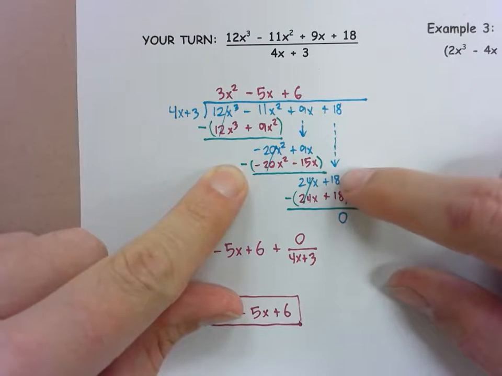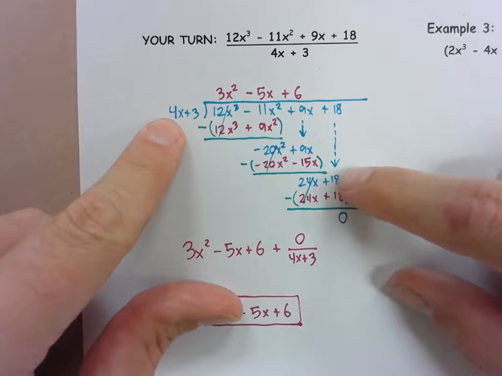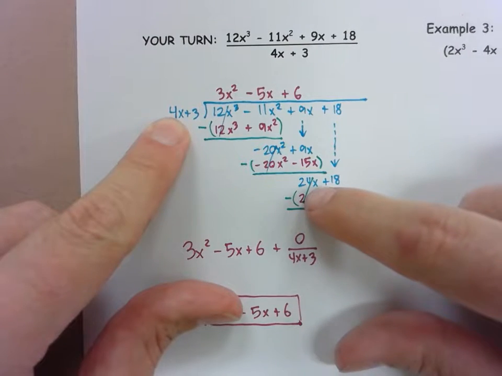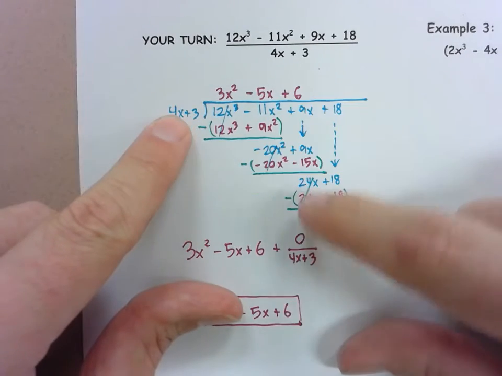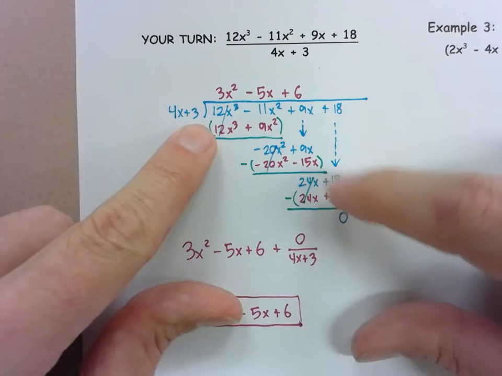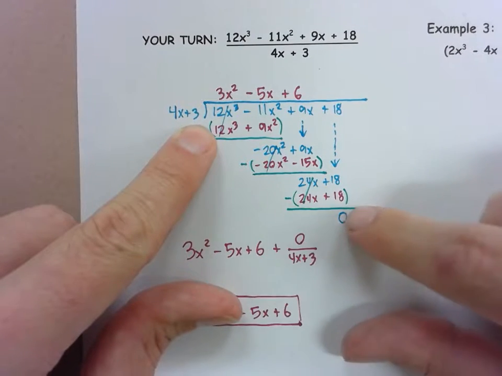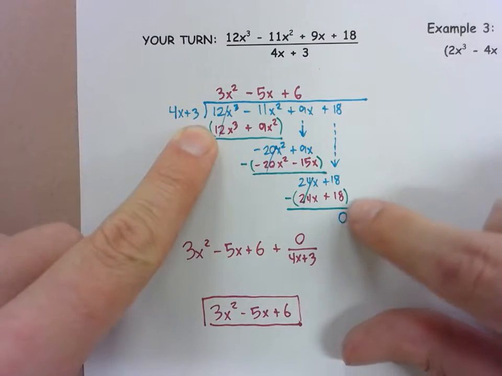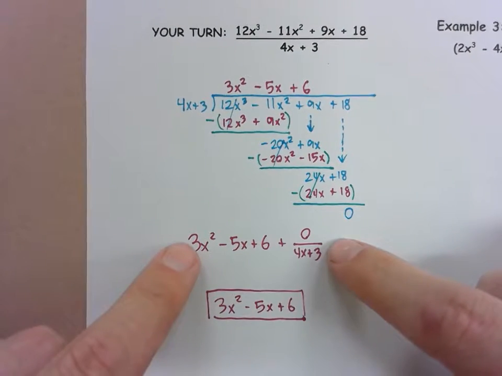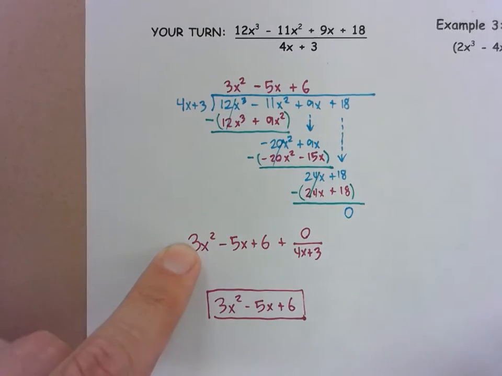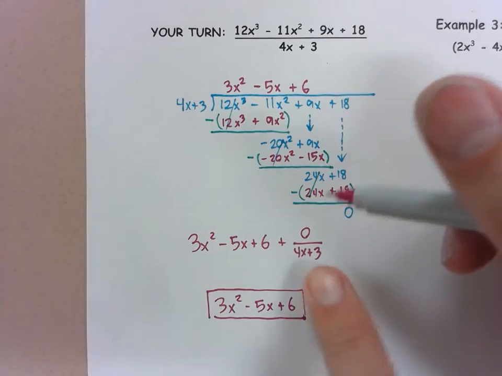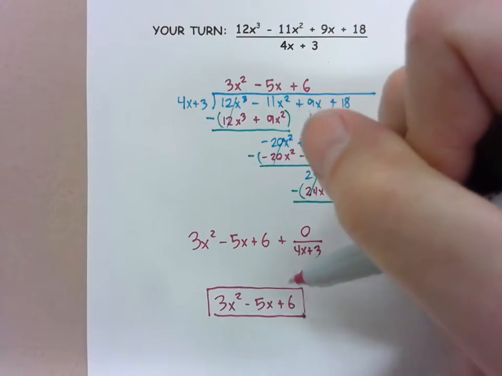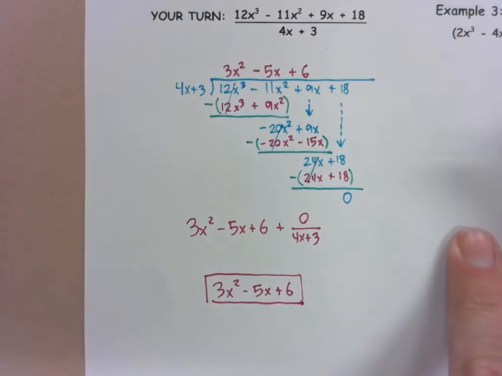Finally, bring down the 18. And so we do it one more time. 4x times 6 is 24x, 6 times 3 is 18, and subtract, and you'll notice these are identical, so they'll cancel out and you'll get a remainder of 0. Now you can write it this way, but 0 divided by any number is 0, so that will just cancel out, and so if it doesn't have a remainder, it's best to write just the expression alone.